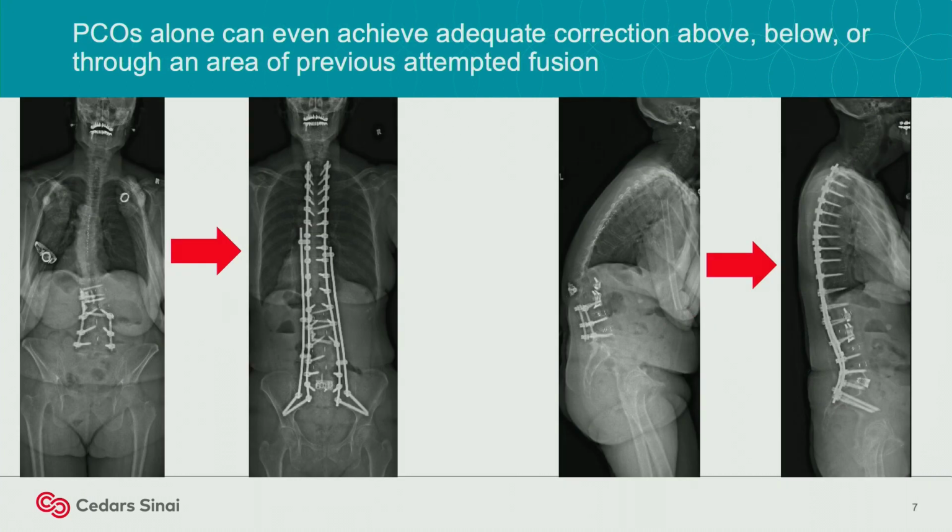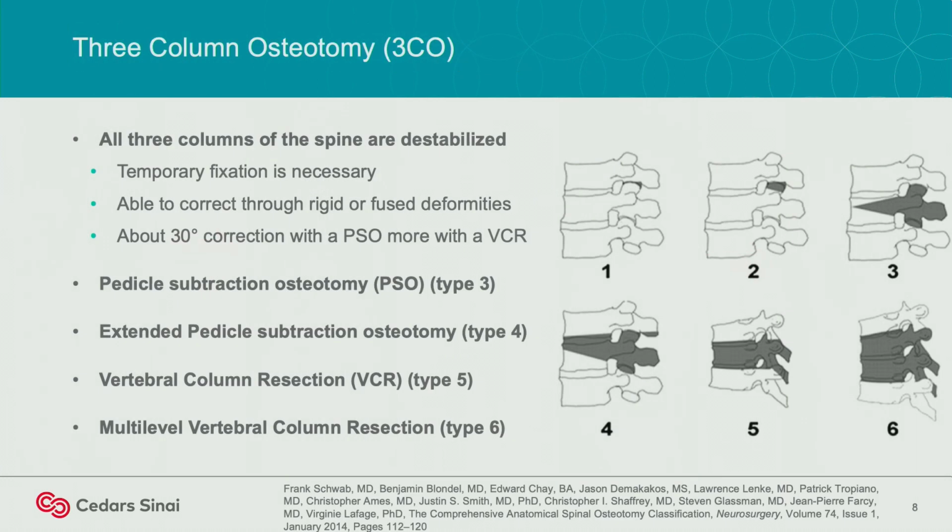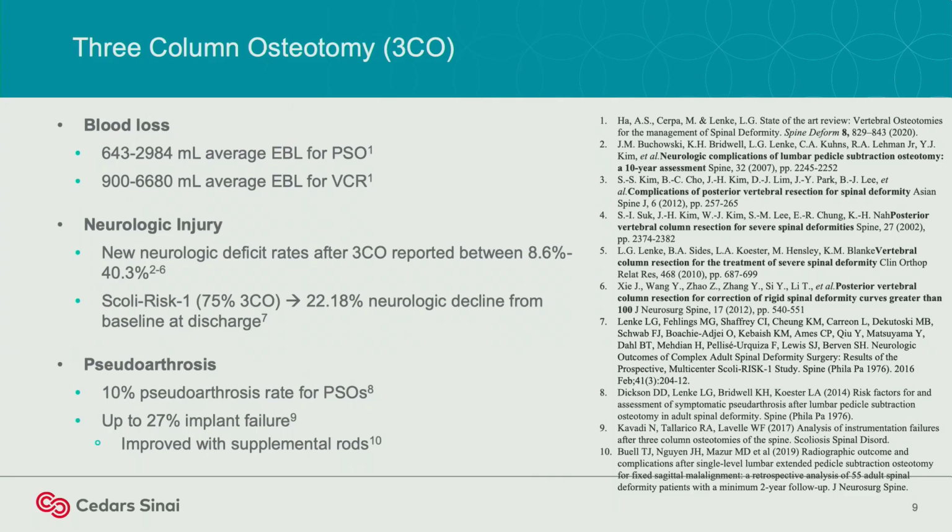And even in cases with previous fusions or attempted fusions with pseudoarthrosis, with posterior column osteotomies planned above and below, you can get adequate correction of a spinal deformity without having to commit a patient to a 3-column osteotomy. But in some scenarios, multiple posterior column osteotomies are just not going to cut it, pun intended. And so in those scenarios, we have a 3-column osteotomy where you can get much larger corrections, but that comes with a significant trade-off, right?